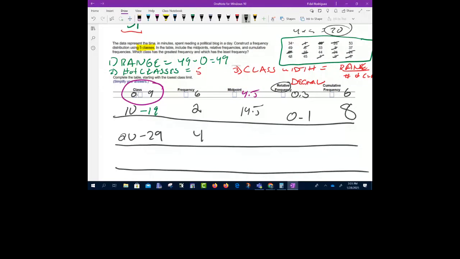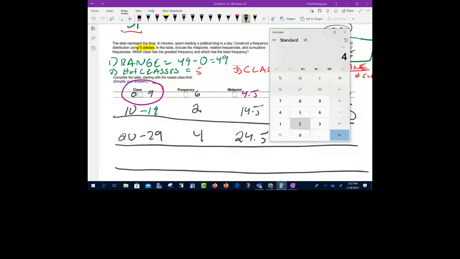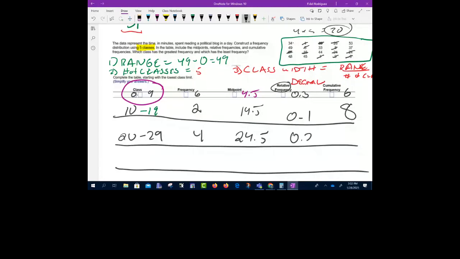Okay. Anybody know what my midpoint is? There you go. I could have stayed home. Okay. My relative frequency, y'all, remember, it's going to be the frequency divided by the total. So let's figure out what's 4 divided by 20. 0.2. Okay. Cumulative frequency. How many numbers have we scratched out so far? There you go. Excellent.